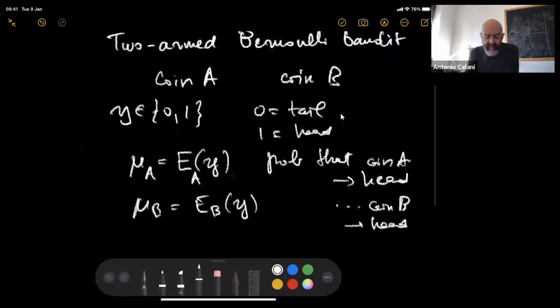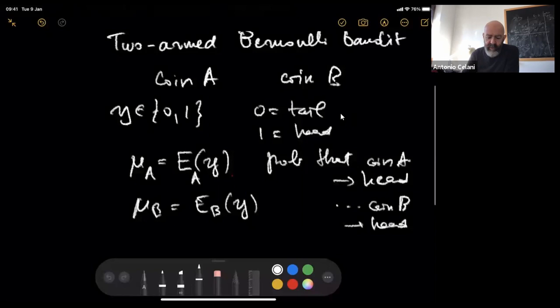All right. So if I told you what are the biases, mu A and mu B, then the problem is simple. You just say, okay, let's take the maximum between these two quantities, and I will always play the coin with the maximum probability. That's fair enough. But the problem in general is that you don't know that in advance, okay?